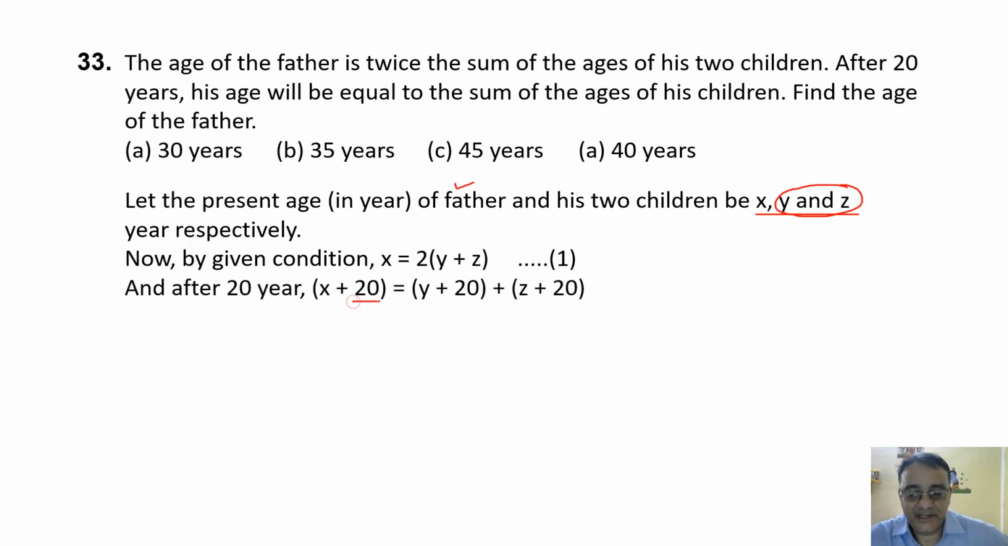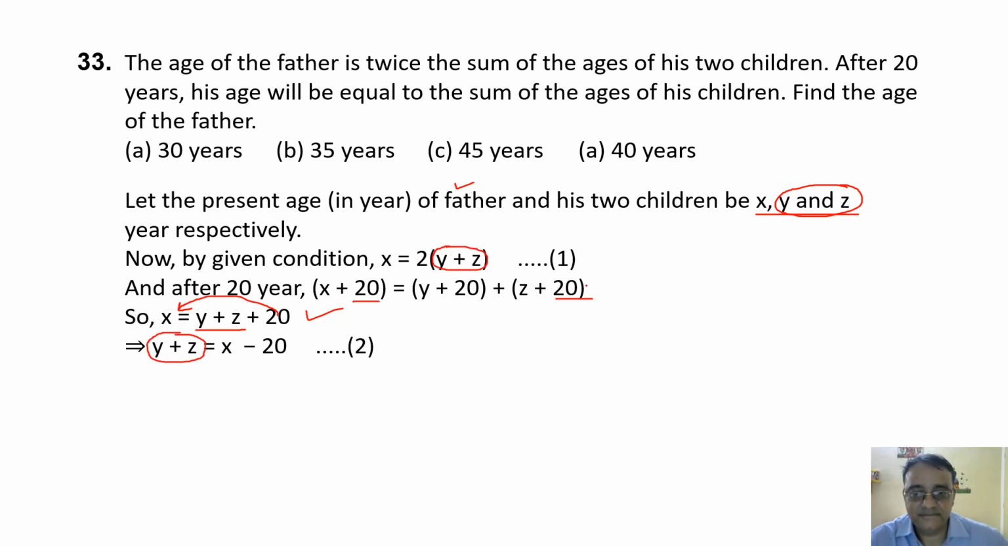Here we eliminate the 20 from both sides. So what we are going to get, x is equal to y plus z plus 20. This step is clear? Yes, sir. Okay, so y plus z is equal to x minus 20. And this y plus z, what we will do, we will substitute here.